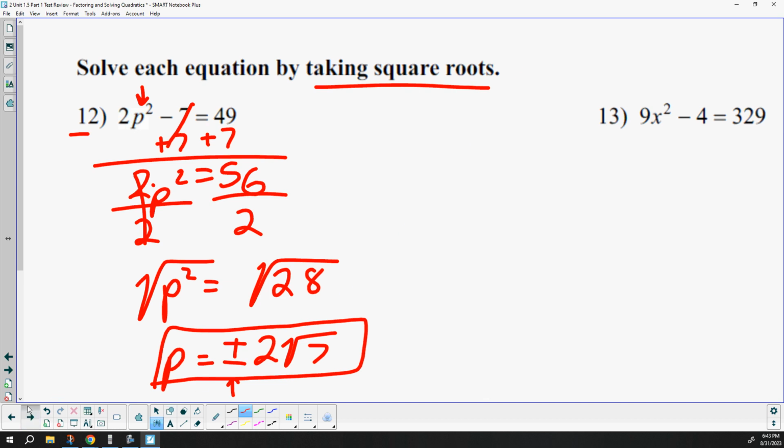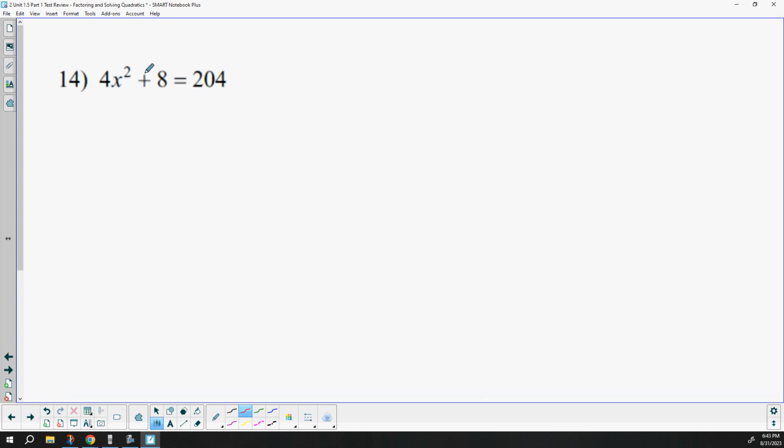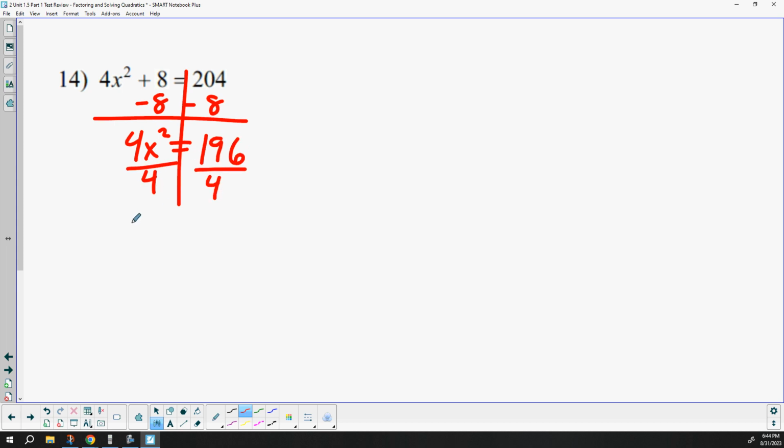Here's one. Again, railroad tracks if you need them. Subtract 8. 204 minus 8, I think that was 196. Divide by 4. X squared. Oh, what was that? 196 divided by 4 was 49. Should remember that one. Again, take the square root. X equals plus minus 7.